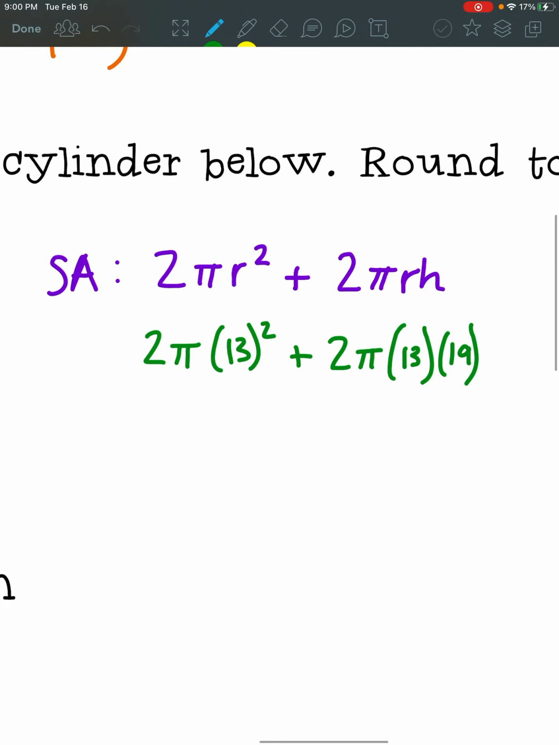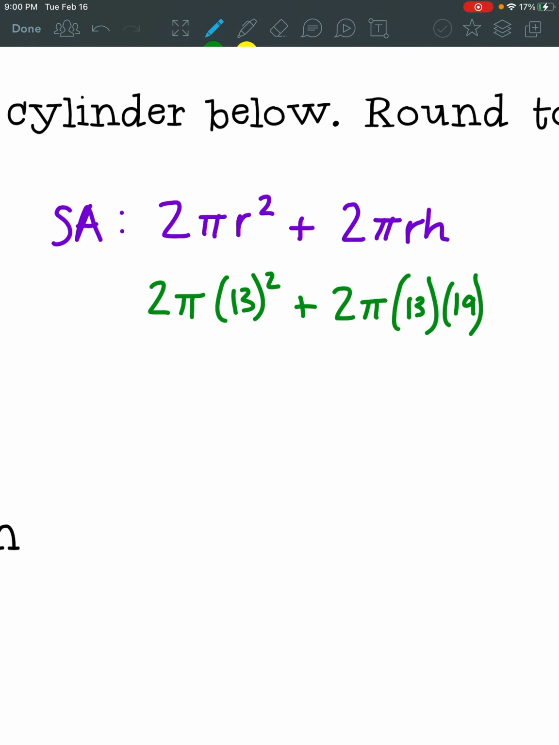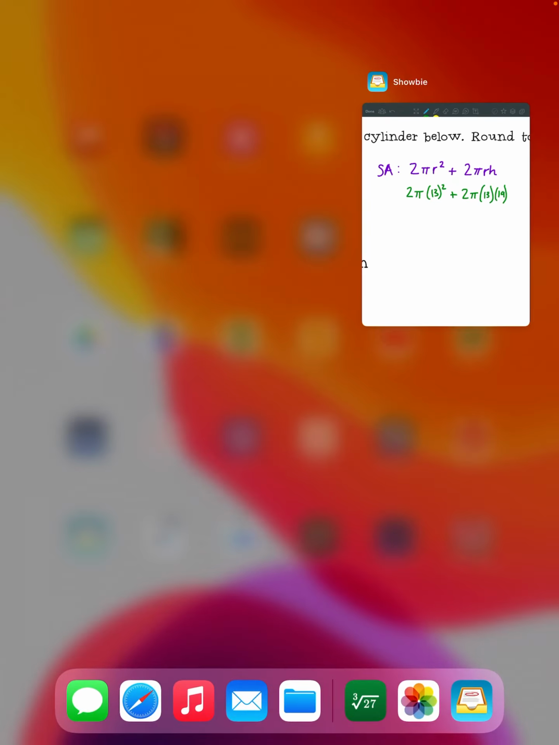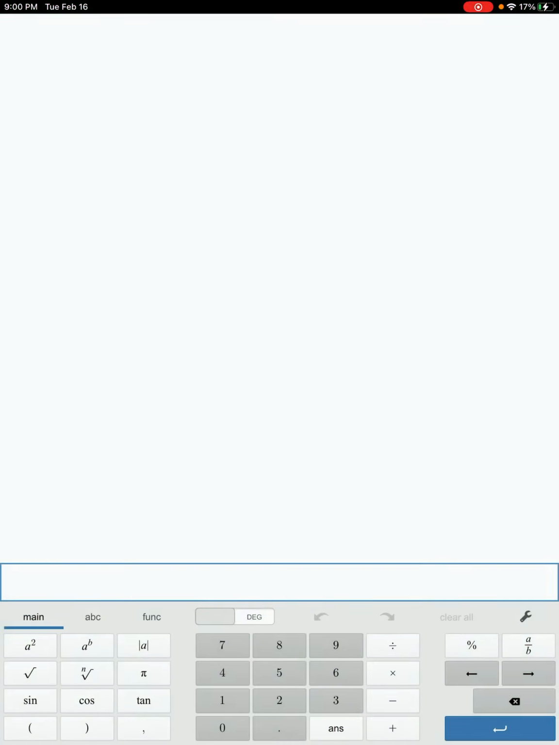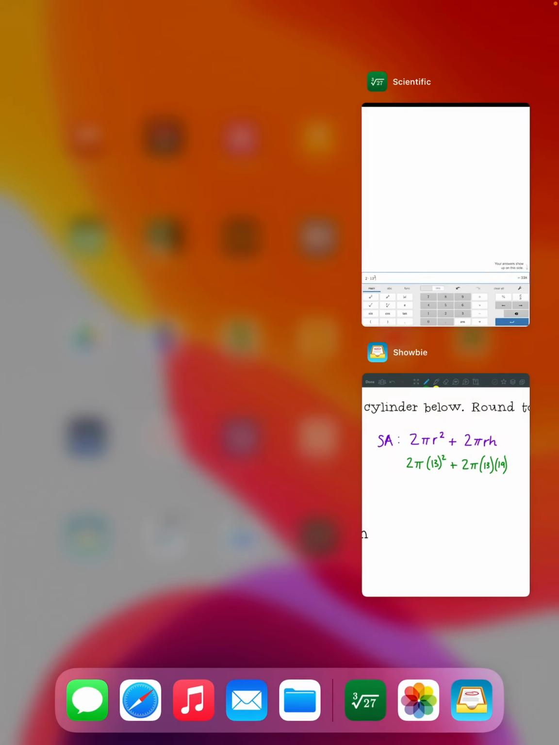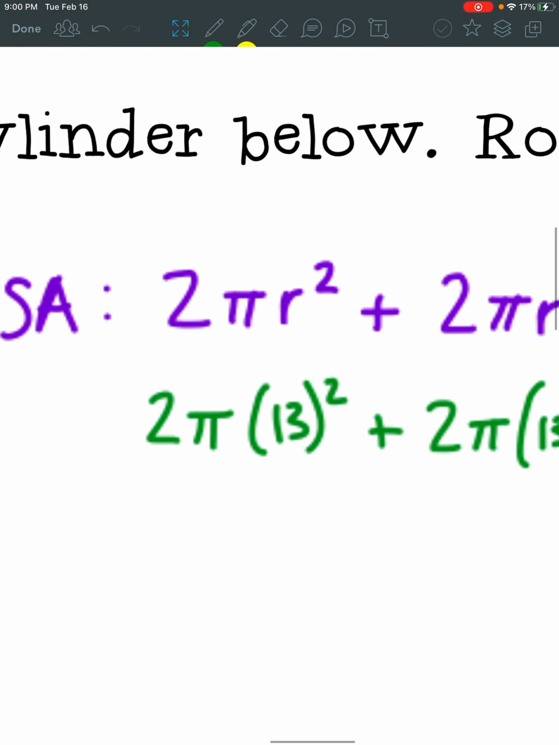Now, from here, personally, what I like to do is multiply everything but the pi and then add them, and I don't multiply anything by pi until the very, very end. So I'll show you what I mean by this. In the beginning there, we're doing 2 times pi times 13 squared. So I'm going to include everything except for pi. So 2 times 13 squared, and that's 338.